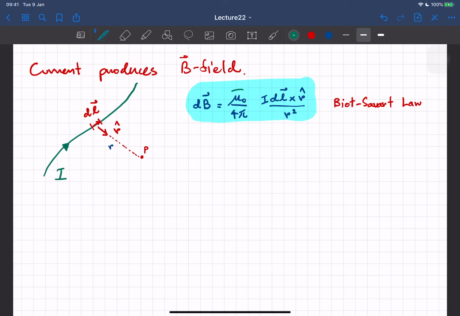Let me talk about this thing for a moment. So mu zero, this is a Greek letter that we call mu. Mu zero is called the permeability. And subscript zero means it's for vacuum. It actually does not mean much at this point because it's just a constant at this point.